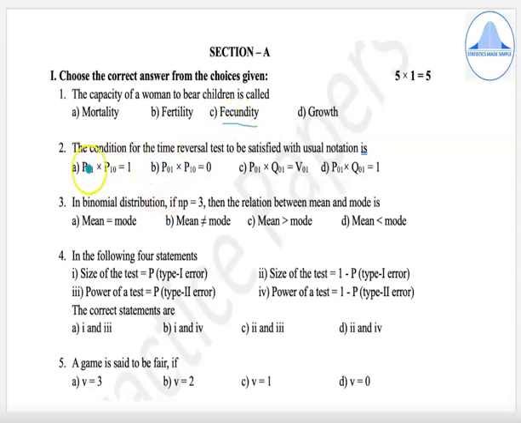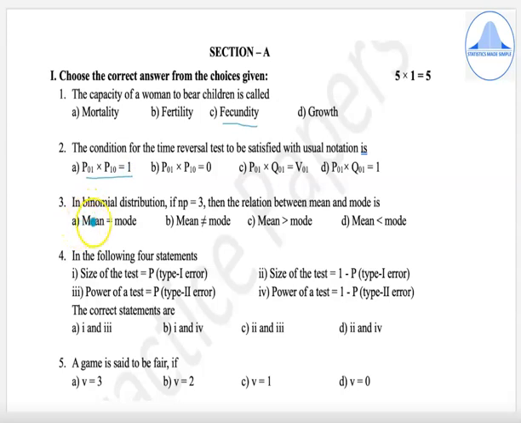Second one: the condition for the time reversal test to be satisfied, with usual notation, is: first option, P01 into P10 is 1; second, P01 into P10 is equal to 0; third, P01 into Q01 is equal to V01; and fourth option, P01 into Q01 is equal to 1. The correct answer is P01 into P10 is equal to 1.